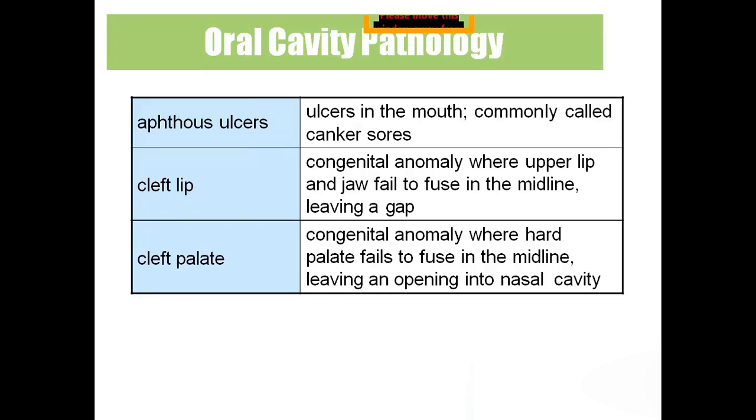Cleft palate and cleft lip. This is a congenital anomaly, present from birth itself. You may have seen some children, though nowadays it is very rare, where the upper lip has a cut in between the lips. If it happens in between the lips, we call it cleft lip. The connection between the upper lip and the jaw is missing, failing to fuse in the midline and leaving a gap in the upper lip. If there is a gap in the hard palate, we call it cleft palate.